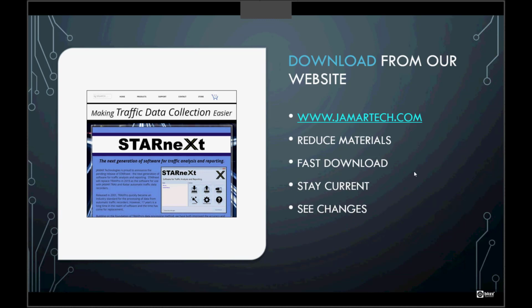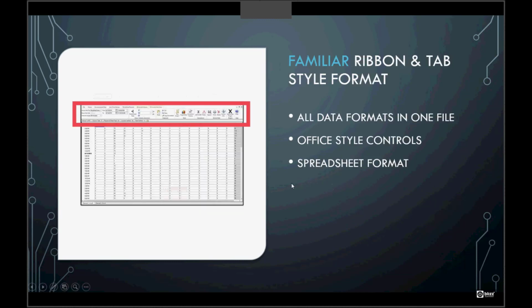You download the program, the user manuals, the quick start guides. Anything you need is going to be right there on the STARnext page on our website. And that's always the place you're going to want to go for the most current versions and updates and materials. And then we're not having to send all that stuff out and create it and generate the waste and the shipping and all that kind of nonsense. So that's the first thing, how STARnext is going to work.